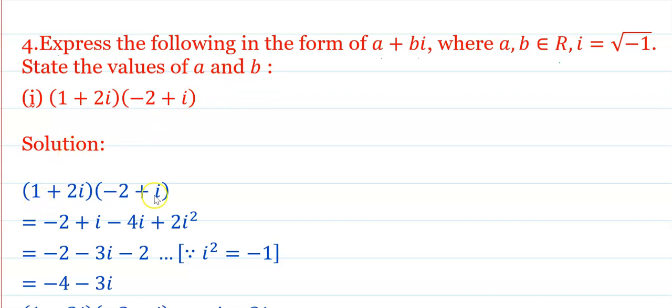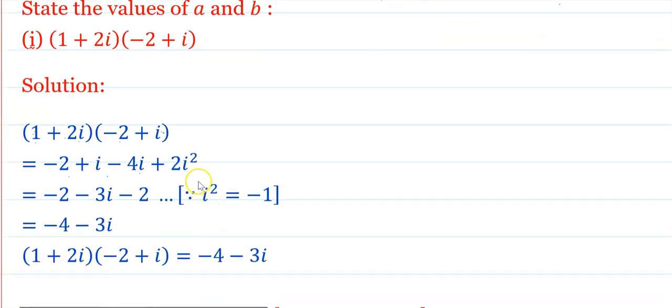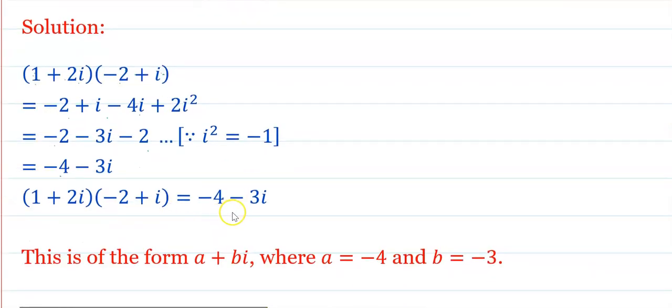Again here the simple multiplication. In first bracket 1 plus 2i into minus 2 plus i. 1 into minus 2 is minus 2. 1 into plus i is plus i. 2i into minus 2 is minus 4i. 2i into i is plus 2i square. Okay, i square is minus 1. 2 into minus 1, that is minus 2. Minus 2 minus 2 is minus 4, minus 3i. Okay, and this is the answer.